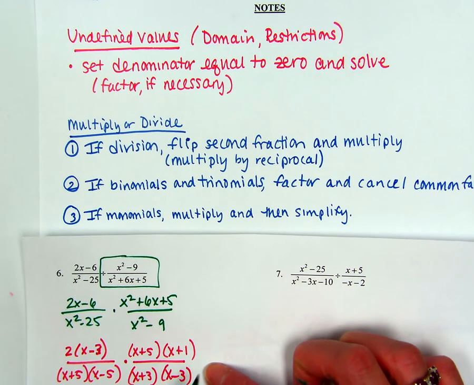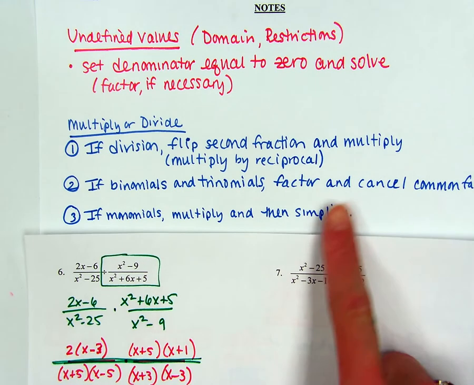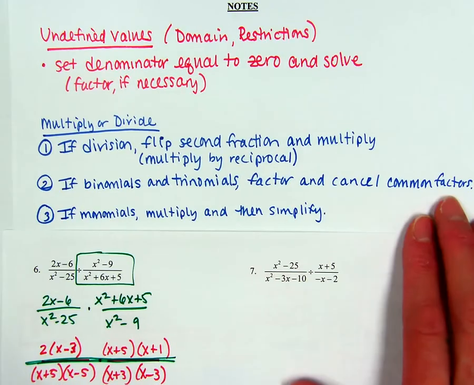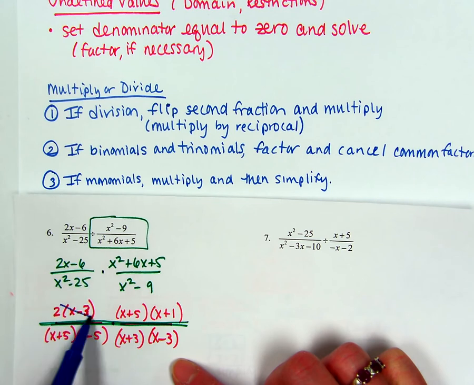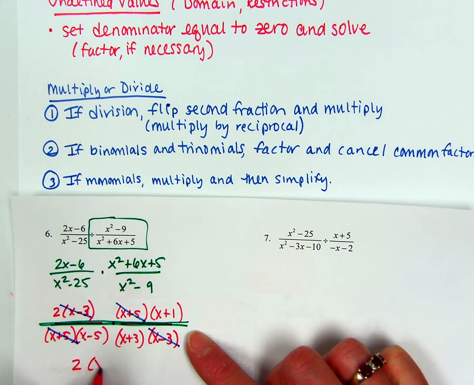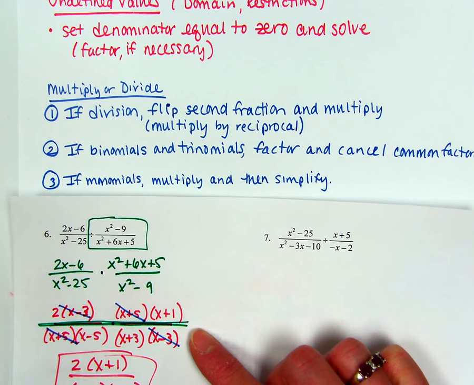All right, so remember, once you've got it all factored, you look at it as one big division and you cancel any common factors. So look for anything that's the same. X minus 3, x plus 5, but that's it. Okay, so now just leave everything where it is. 2 times x plus 1, x minus 5, x plus 3. Then we're all done.